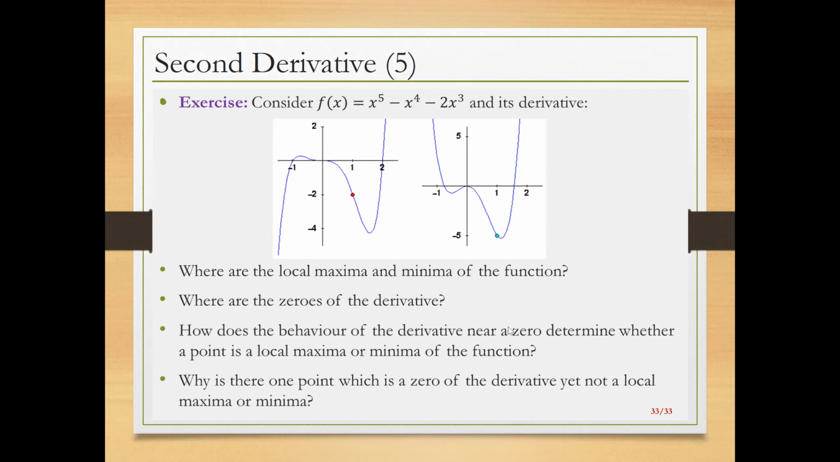Tell me how many local maxima and minima there are. What are the zeros of the derivative? That means at what points are the slopes equal to 0, or the derivative equal to 0? And how do you find whether that point is a local maxima or minima? So you have to use the second derivative test. And the last question is, why is there one point which is a zero of the derivative yet not a local minima or maxima? So you have to answer that question. So there are 4 questions, answer them, and next time I'll ask each of you randomly, okay?